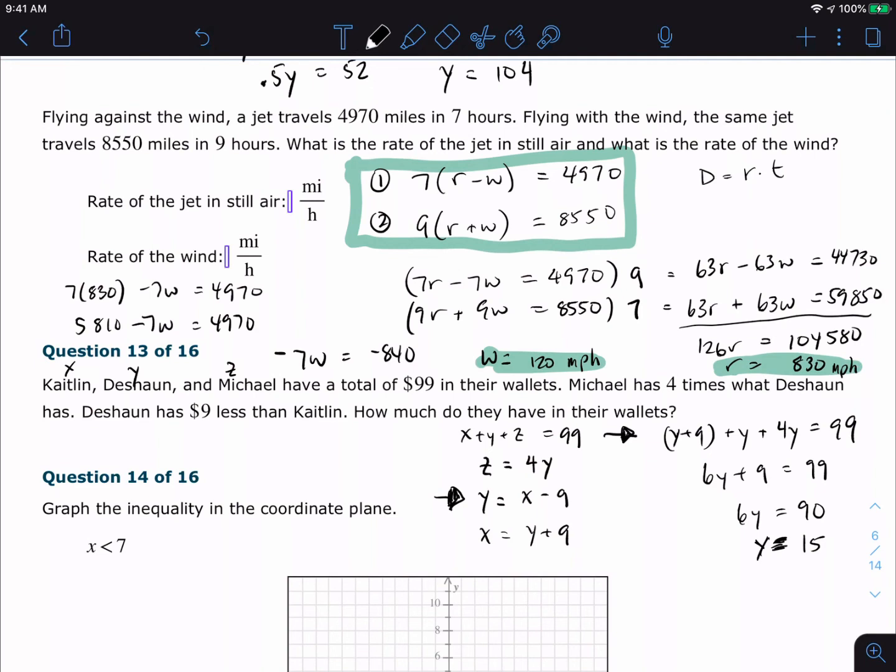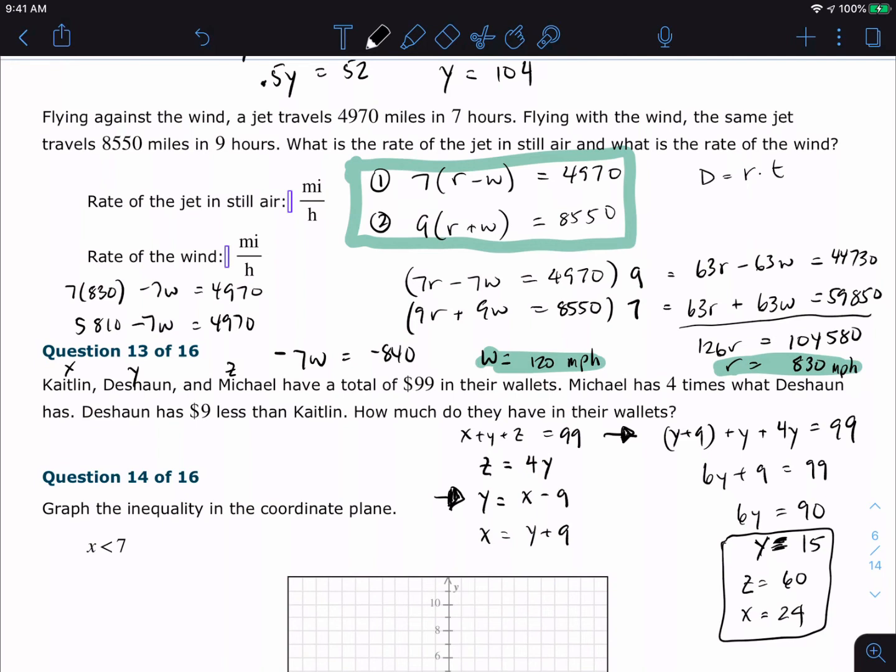Okay? Michael then is Z is 4 times 15, right? So 4 times 15 is going to give us 60. And to get what Caitlin has, it's going to be 15 plus 9. So Caitlin has 15 plus 9 is 24. And there are our answers for this problem. Are there any questions how I got Z and X? No, we're okay? All right, cool.